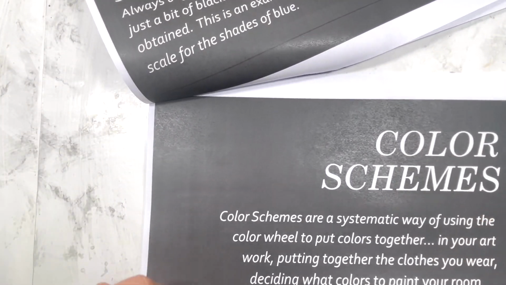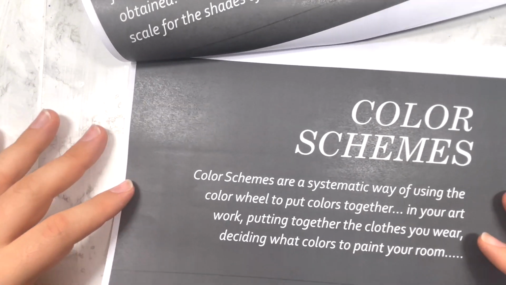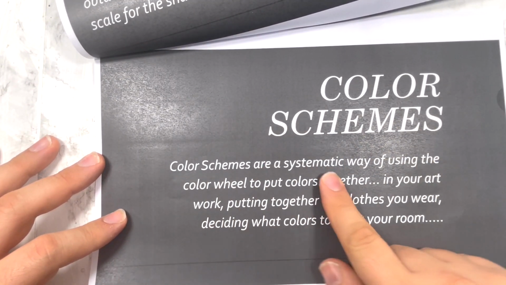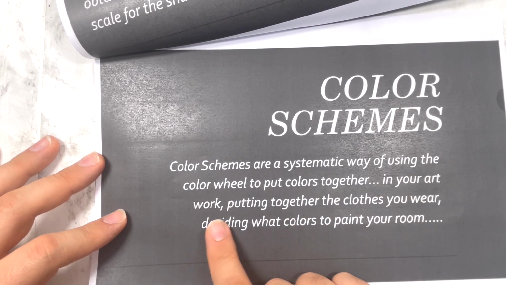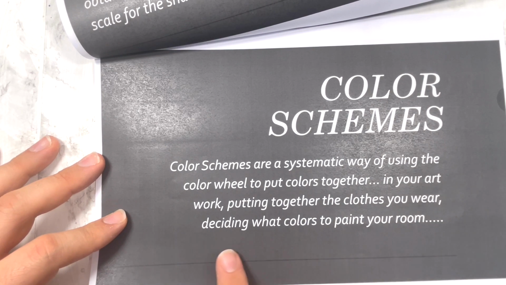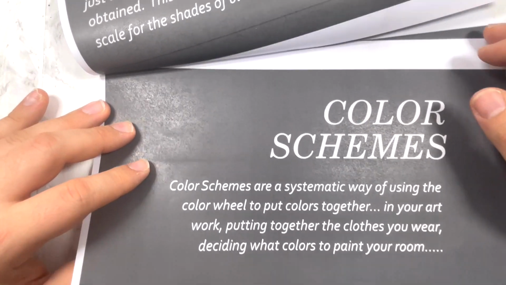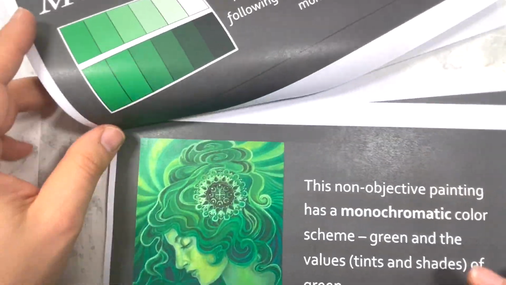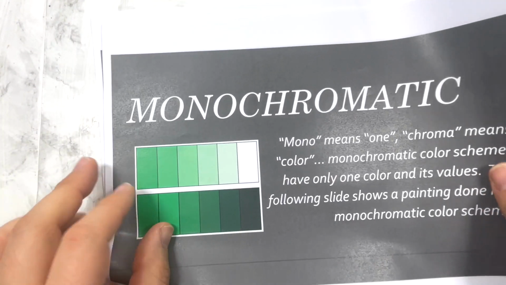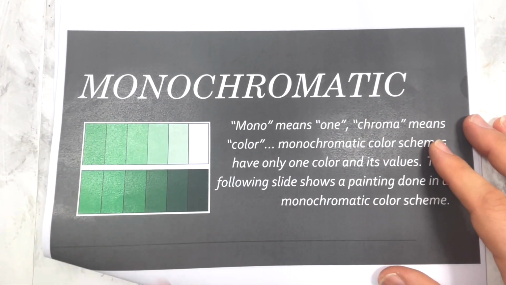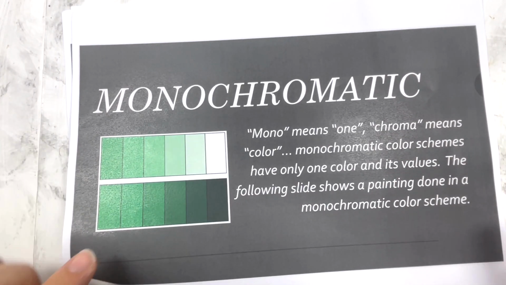Okay, color scheme, which I think will help answer the question in a bit more detail. So color schemes are a systematic way of using the color wheel to put colors together. In your artwork, putting together the clothes you wear, deciding what colors to paint your room. And this is completely down to your personal choices. What works for me, you might find disgusting and vice versa. Everybody's got a style, and every single one of us has got a color preference, and I will touch on that towards the end of the video in just a minute.